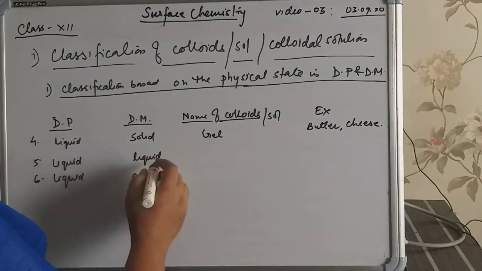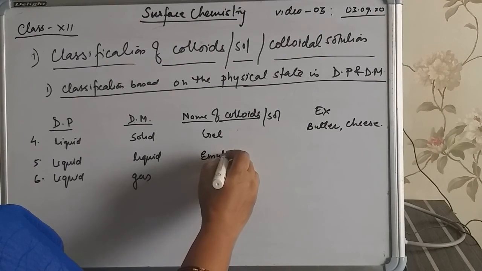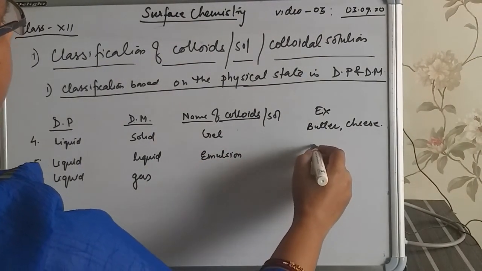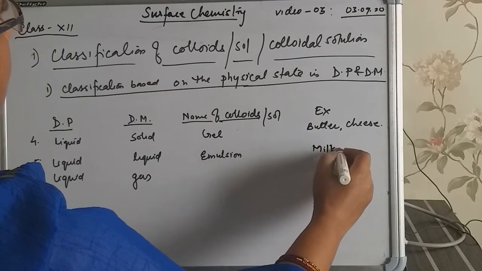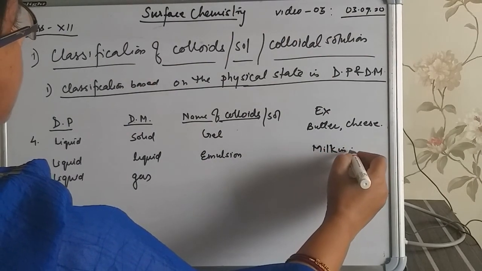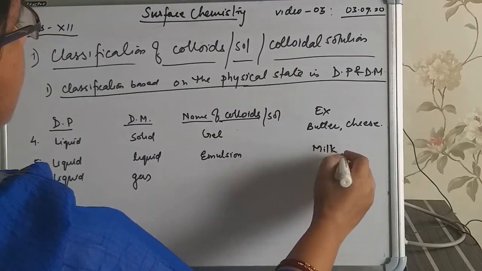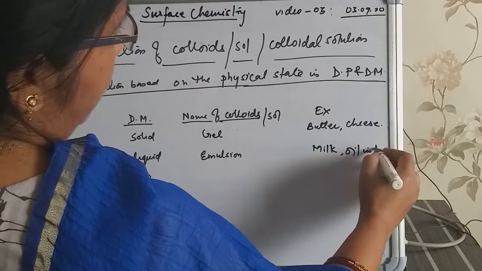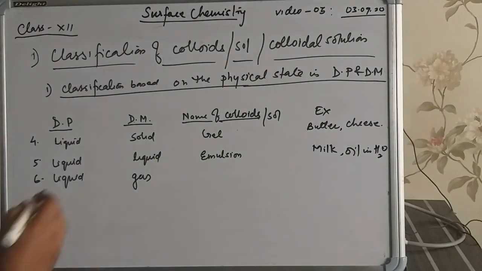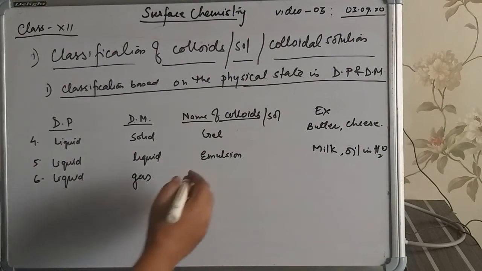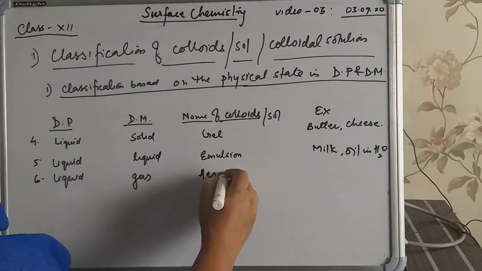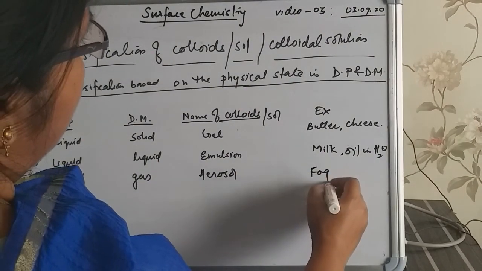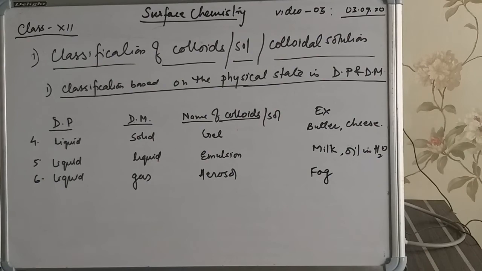Liquid in liquid is the emulsion. The name of the colloid will be emulsion, and examples are milk and oil in water. Liquid in gas is aerosol, and examples are fog, deodorant spray, and so on.